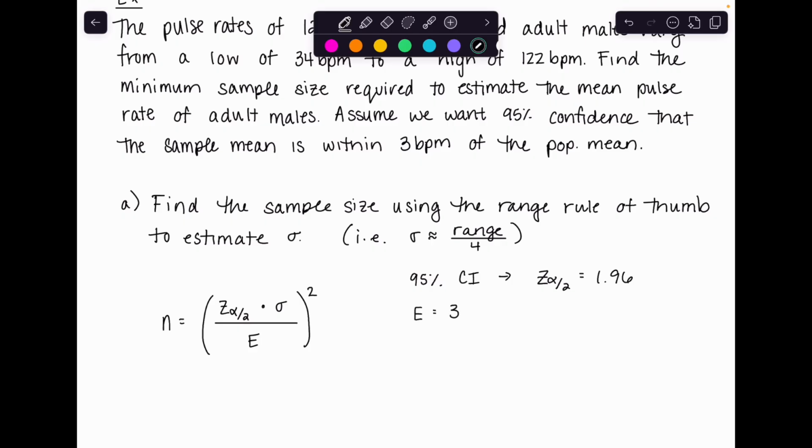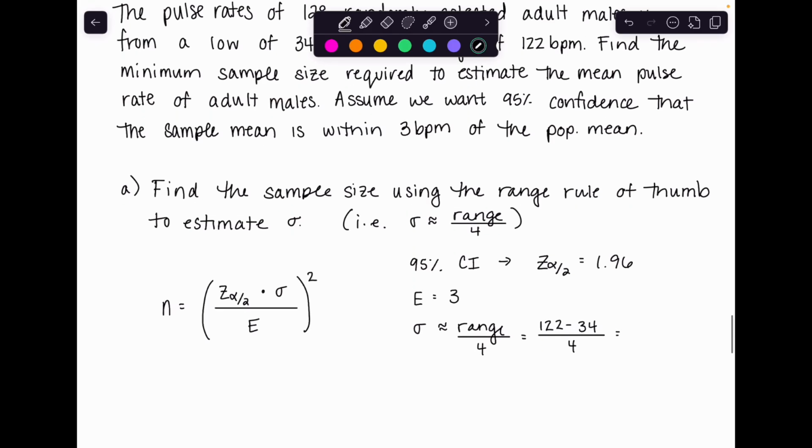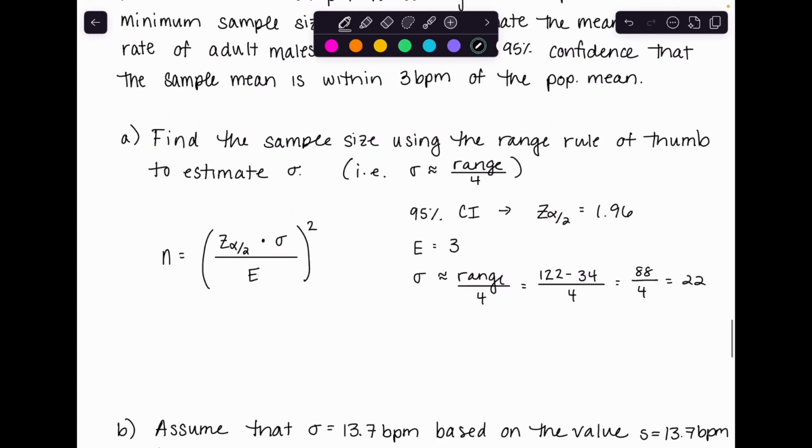That's our error. And the way we're estimating sigma is we're taking the range and dividing it by 4. The range is again just the high value minus the low value. Highest value is 122. Lowest value is 34, and then we divide it by 4. So that gives us 88 over 4, or our standard deviation is going to be 22 beats per minute.